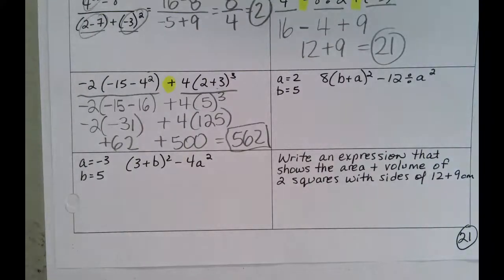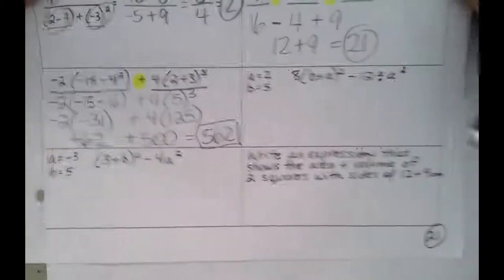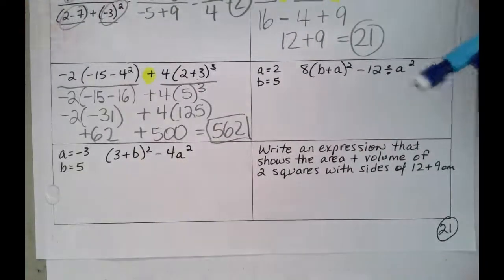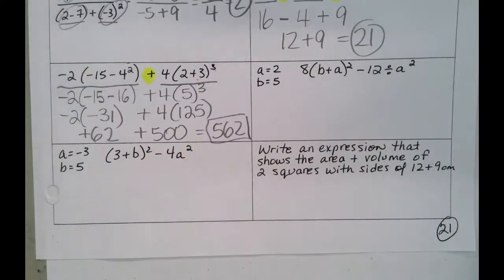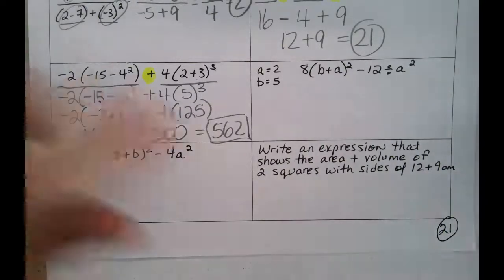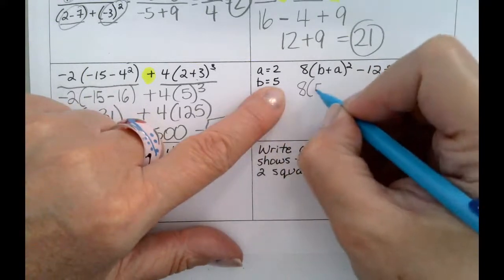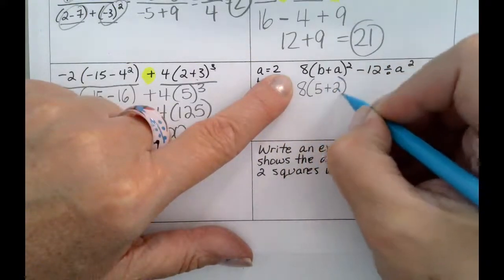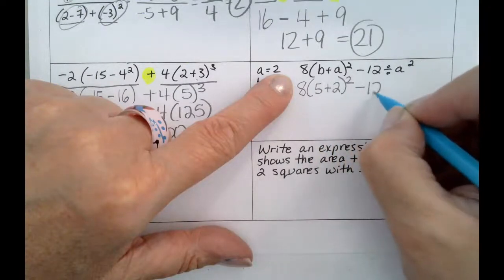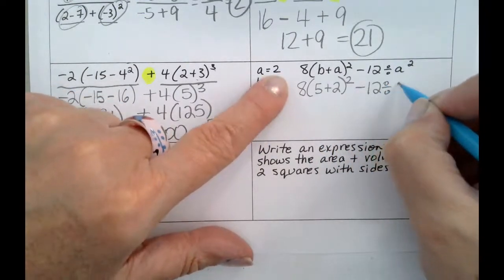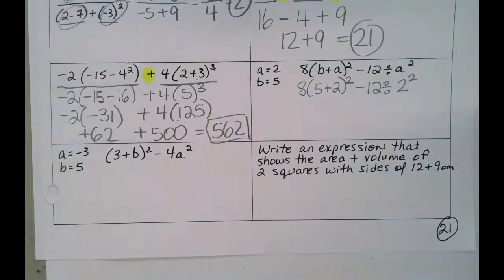Second question is the ones with the substitution in it, right? So substitution last year was just really literally added one step to the question, right? I take out the B, I put in a 5. I take out the A, I put in a 2. So I rewrite the question: 8 bracket, 5 plus 2, close the bracket, squared, minus 12 divided by 2 squared. And I don't need to put any extra brackets in because I didn't substitute any negatives in, right?